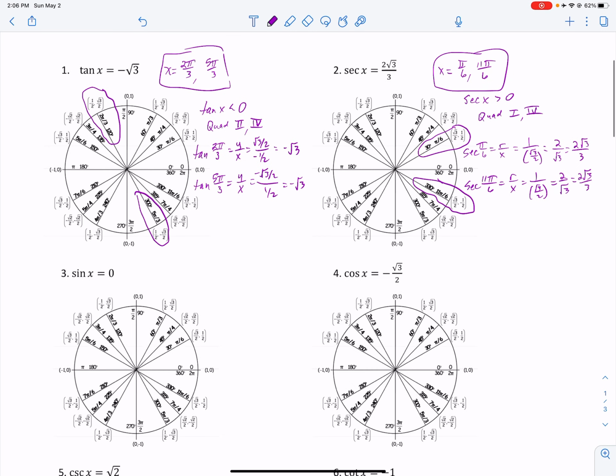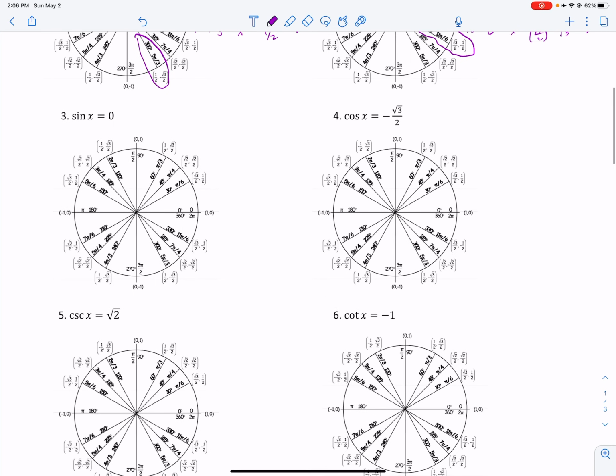Let's look at number 3. Where sine is 0 is not a 30, 45, or 60 degree angle. It's not a pi 6, pi 4, or pi thirds angle. Where sine is 0 or 1 or negative 1 is a quadrantal angle. And you need to know that. So we are looking at 0, 90, 180, 270, 360, only we're in radians, so 0, pi halves, pi, 3 pi halves, or 2 pi.